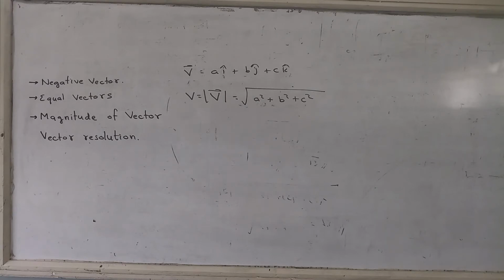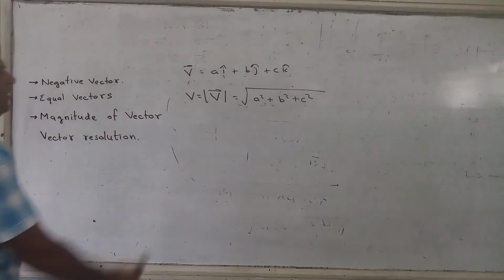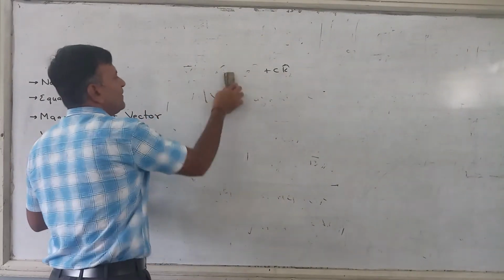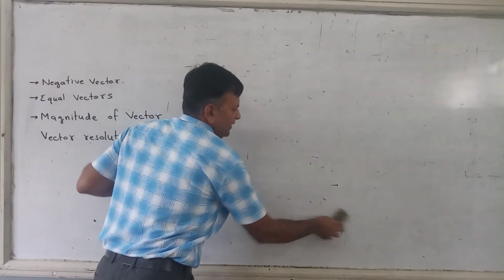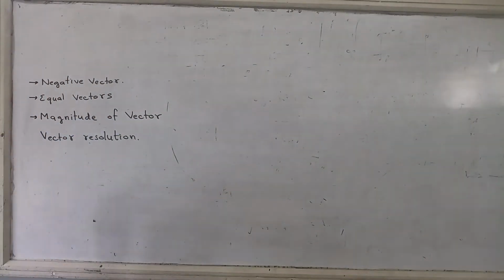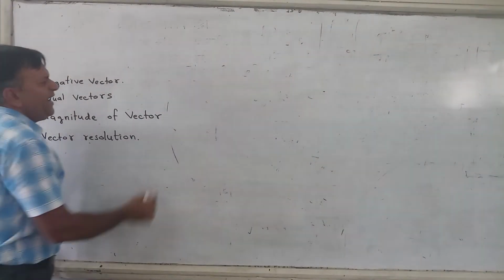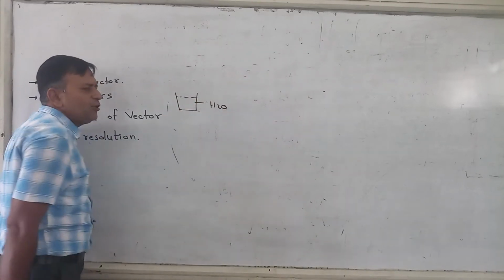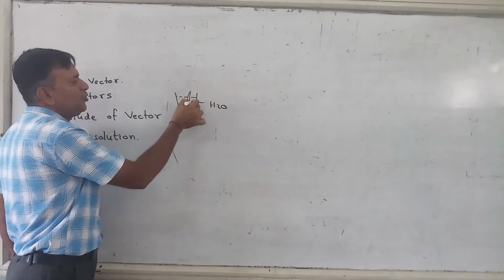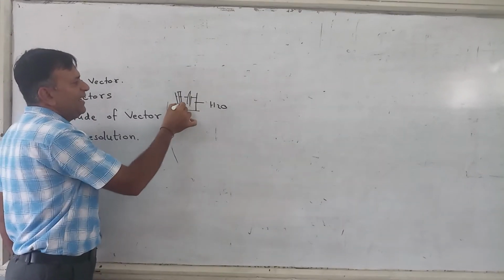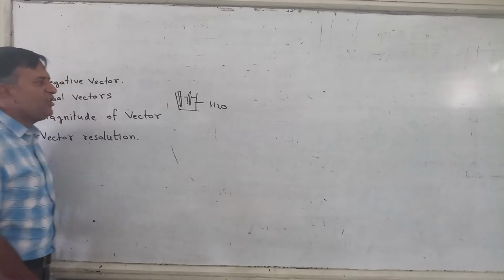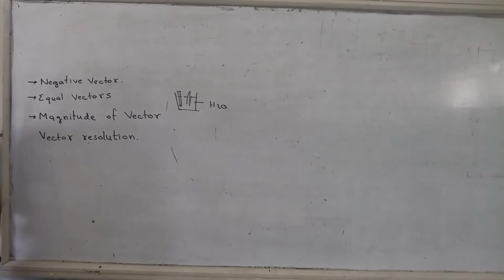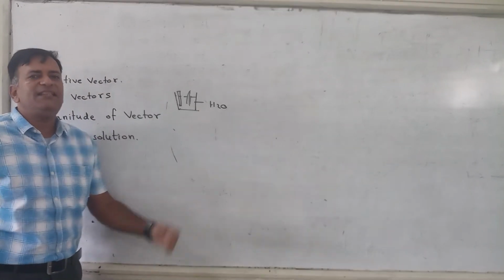Okay, now coming to the fourth thing, that is vector resolution. What do you mean by resolution? See, I have a glass filled with water. I want to make it sweet. So what will I do? I will add some sugar to this. I will add a stirrer and I will shake it. When I shake it, what happens to the sugar? The sugar gets dissolved.